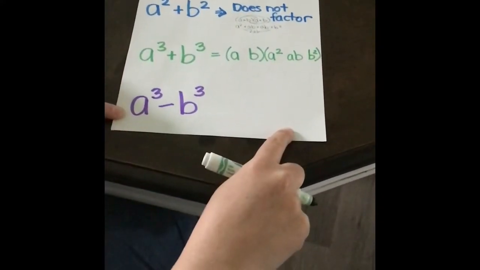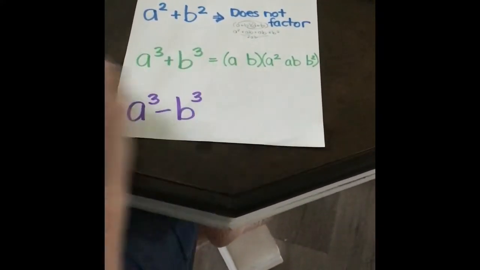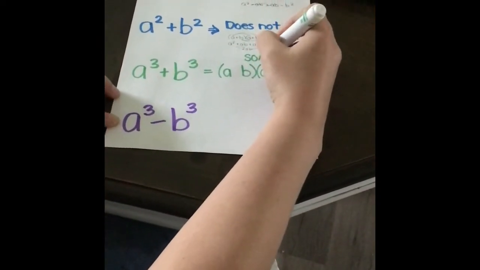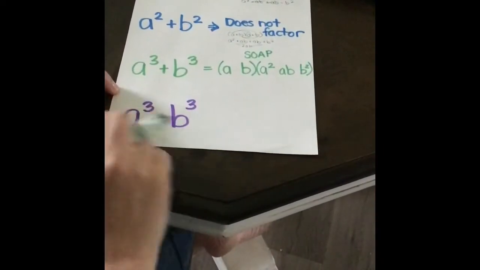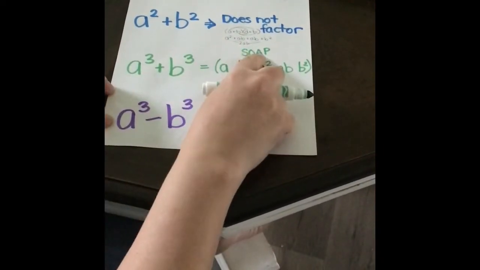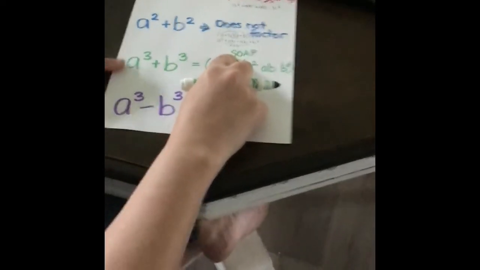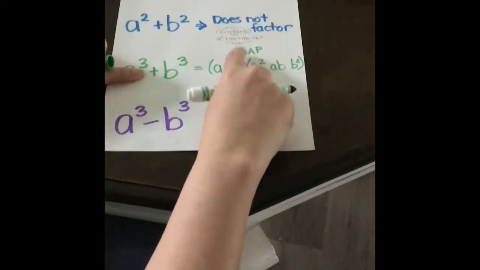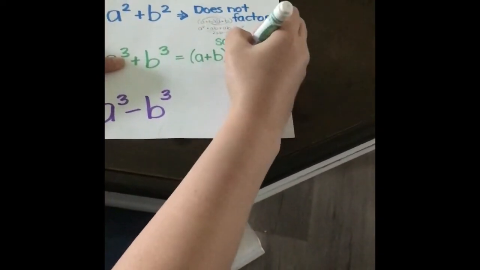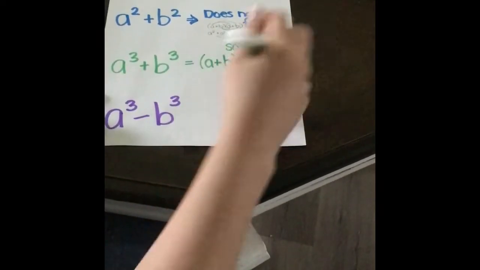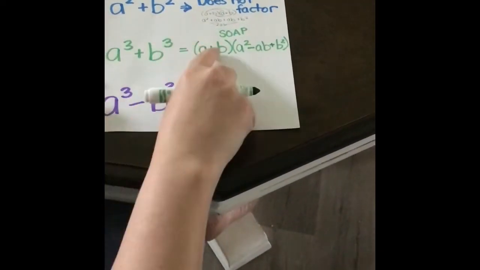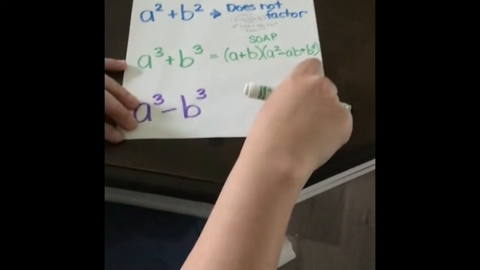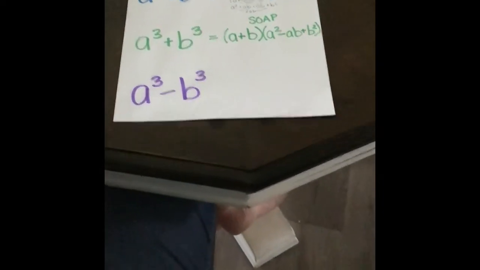It's also going to be the setup for our difference of cubes. The other thing that helps me remember the signs here is the word SOAP. So if you're thinking of sum of cubes, difference of cubes, think of the word SOAP. This gives us our signs. S stands for same, so if it was positive here, it stays positive here. O stands for opposite, so if it's positive here, it's negative here. And then the AP stands for always positive. So it's same sign, opposite sign, always positive. So this is our formula for how we factor sum of cubes.